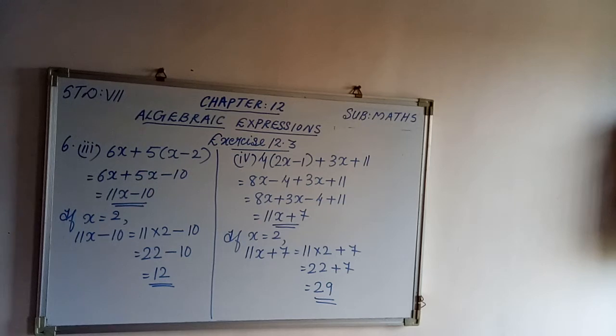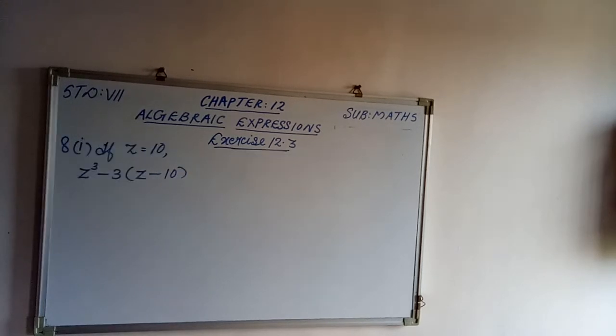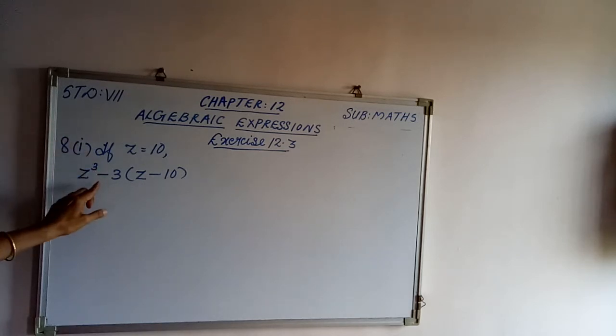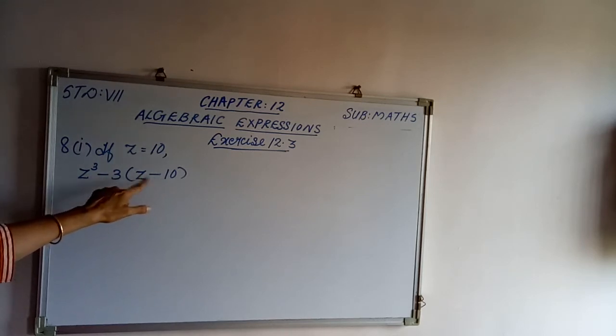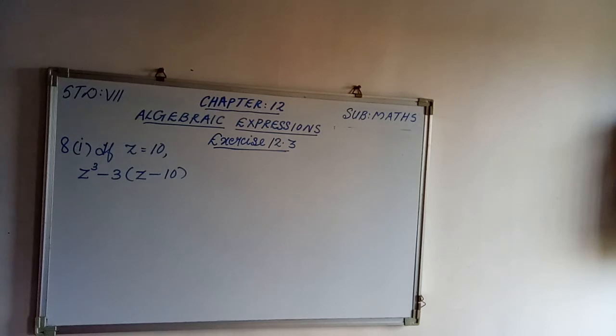Now we will start with question 8. First question of 8: if z is equal to 10, find the value of z cube minus 3 into z minus 10. Here, in this question, they have not asked to simplify the algebraic expression. So you can do it either by simplifying this, that is z cube minus 3 into z minus plus 30. That way also you can do it.